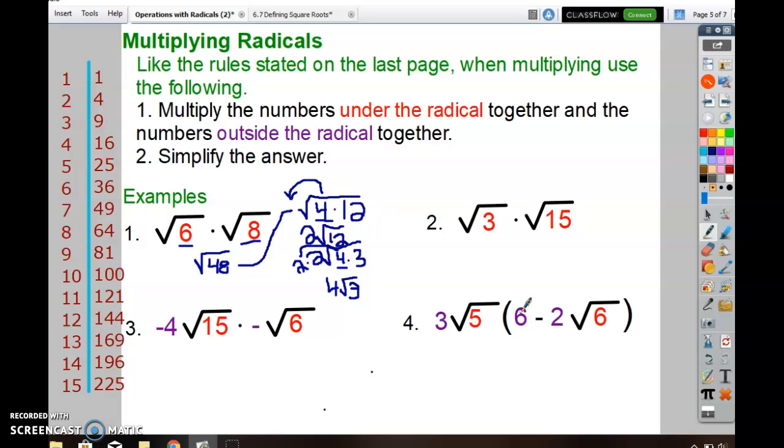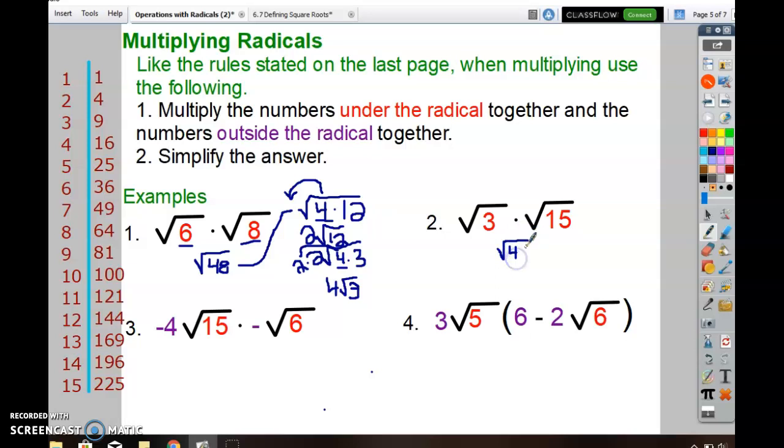All right, let's look at 2. I've got radical 3 times radical 15. Again, I don't have numbers on the outside of the radical, so I'm just going to multiply the 2 numbers underneath together. And I have 3 times 15, which gives me radical 45.